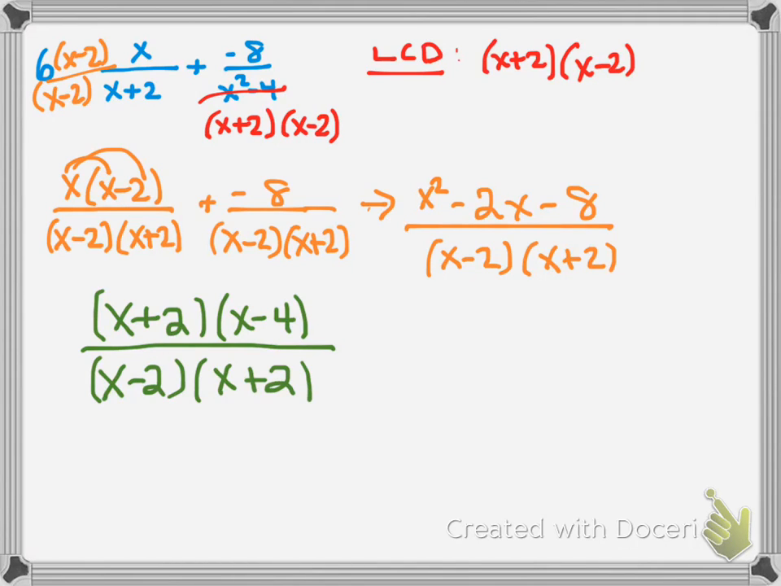And just like before when we multiplied and divided, here we go. We can cancel these out, and it simplifies all the way down to x minus 4 over x minus 2.